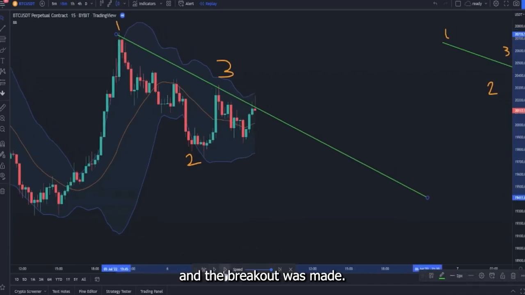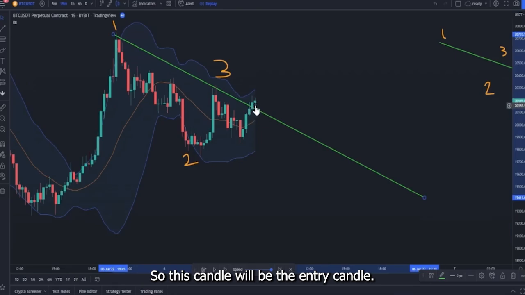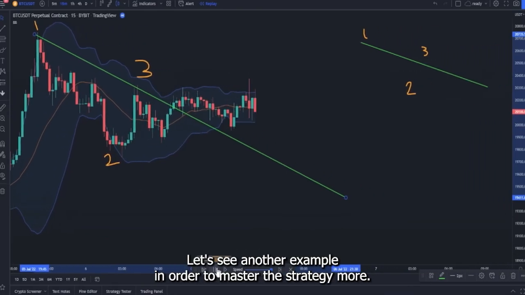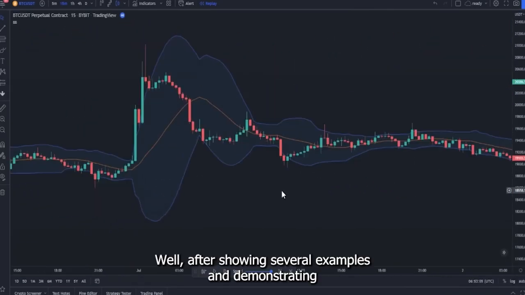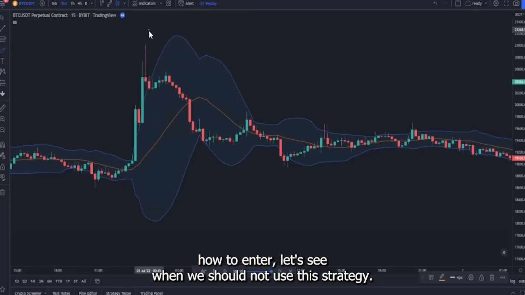And the breakout was made, so this candle will be the entry candle. Also, the result was good. Let's see another example in order to master the strategy more. Well, after showing several examples and demonstrating how to enter, let's see when we should not use this strategy.